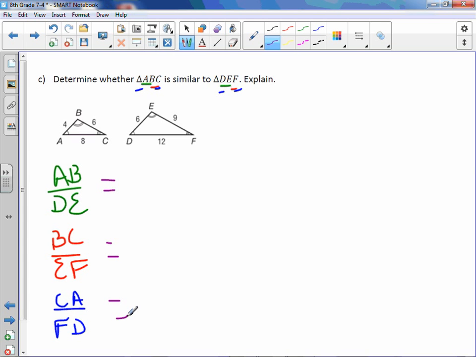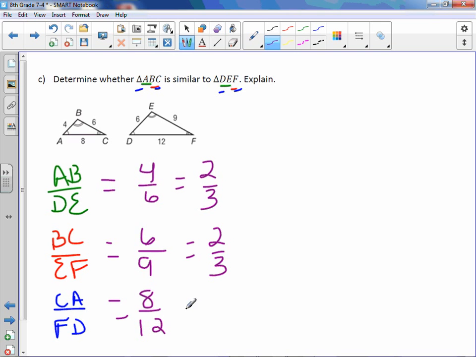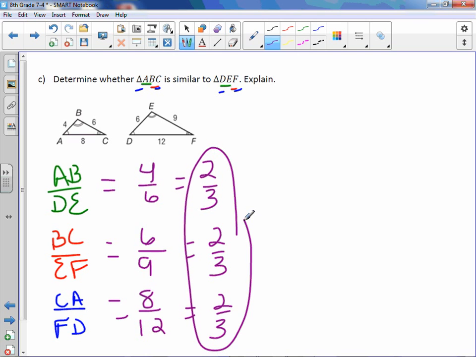Okay, so AB to DE is 4 to 6, which is 2/3. BC is 6, EF is 9, which reduces to 2/3. CA is 8, and FD is 12, which also reduces to 2/3. So here, our ratios are congruent, our angles are congruent, therefore the two triangles are similar.